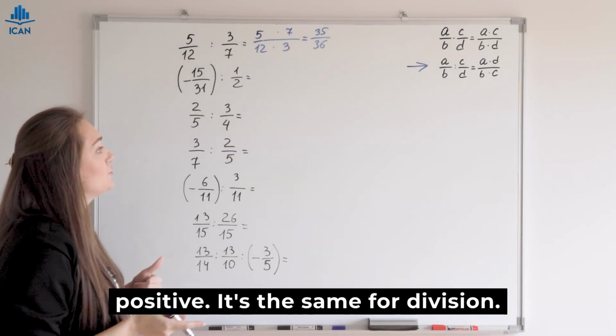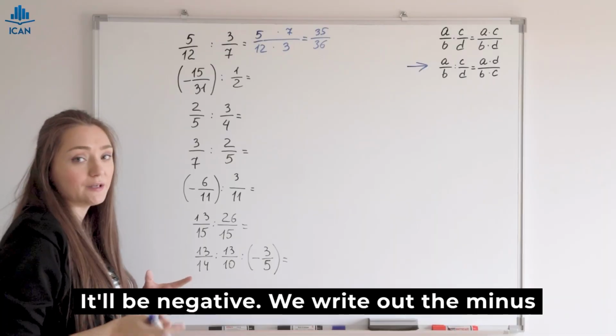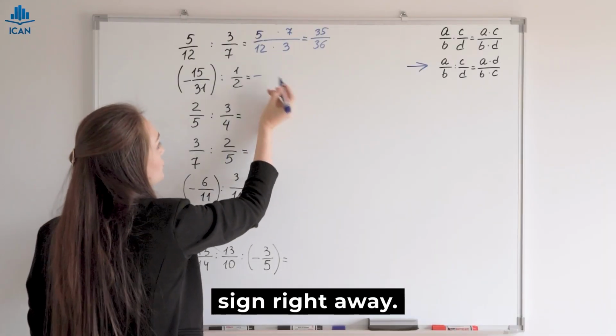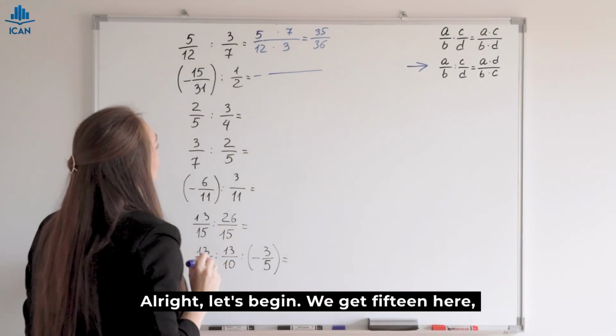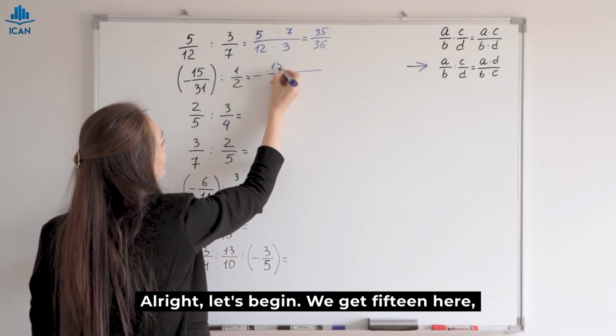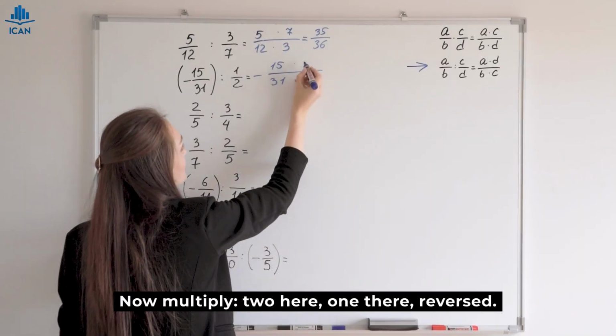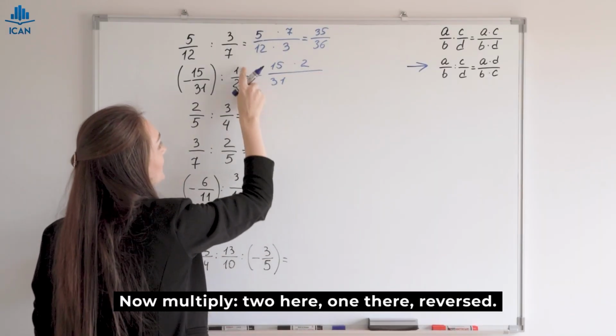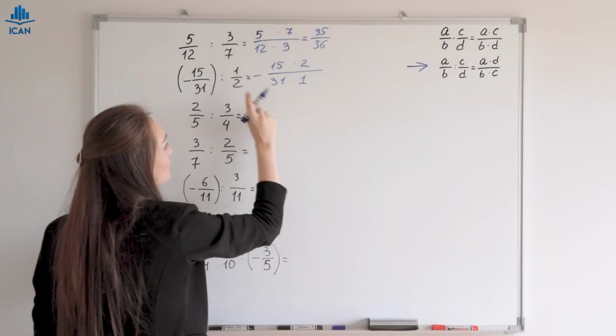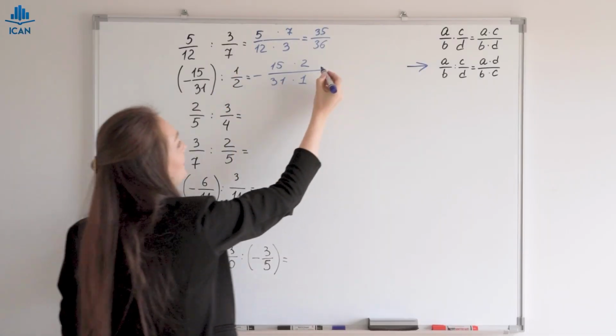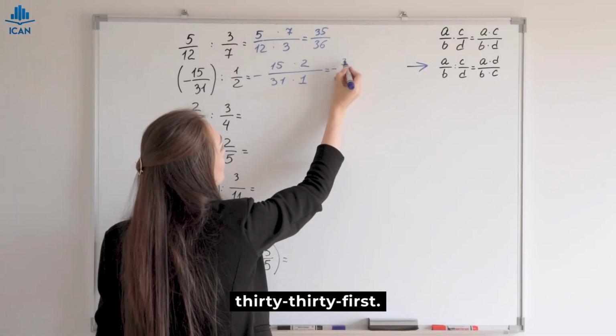Negative times positive. It's the same for division. It'll be negative. We write out the minus sign right away. All right, let's begin. We get 15 here and 31 there. Now multiply 2 here, 1 there, reversed. So minus 30, over 31.